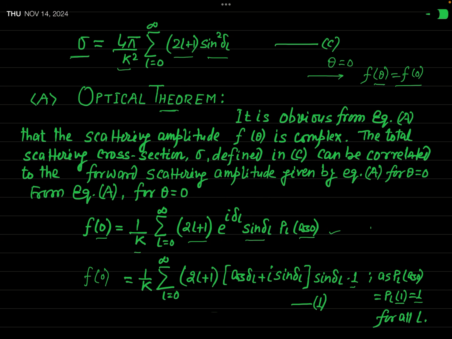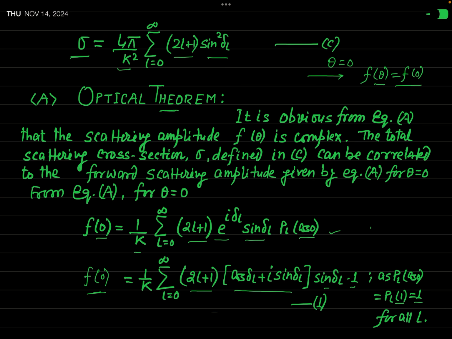So f of 0 is given as 1 over k summation over L (2L plus 1) times (cos delta L plus i sin delta L) times sin delta L, instead of e to the power i delta L. Now, if I ask you what is the real part of this f of 0, which is the forward scattering amplitude, then that will be 1 over k summation over L (2L plus 1) cos delta L times sin delta L.